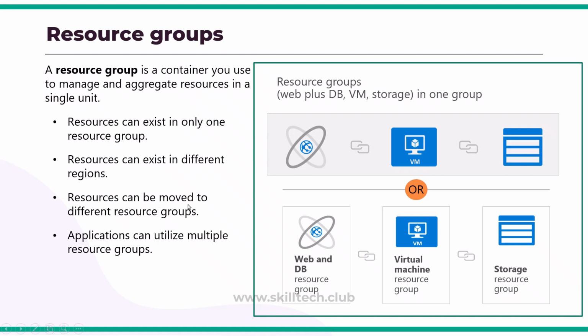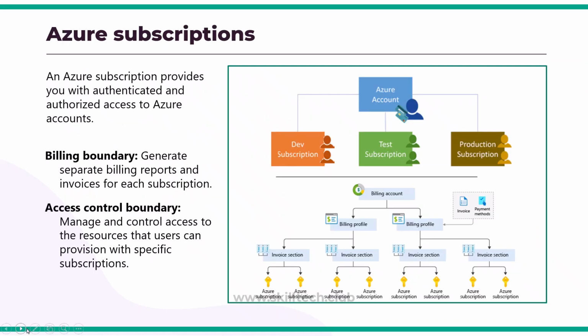Resources can be moved to a different resource group if required. And applications can utilize multiple resource groups. So there are chances that you have some applications which can be associated with multiple resource groups. That's possible. Now, this is what a resource group is. Every time you create something in Azure, it will be a resource, and that is always going to be located in at least one resource group.